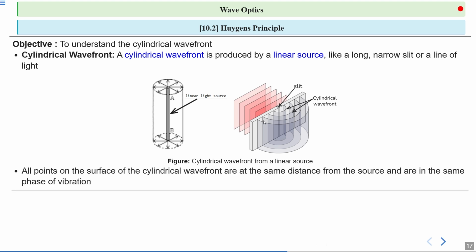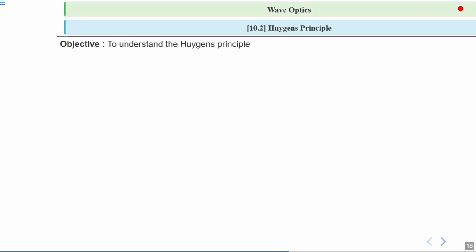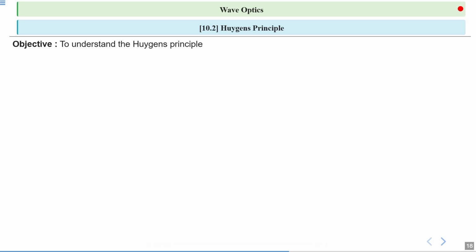Finally, it's important to note that all points on the surface of the cylindrical wavefront are equidistant from the source and share the same phase of vibration. This uniformity in phase is crucial for applications like interference and diffraction, where wavefront coherence plays a significant role. Here our objective is to grasp the fundamental concept behind Huygens principle, which helps us understand wave behavior in various mediums.